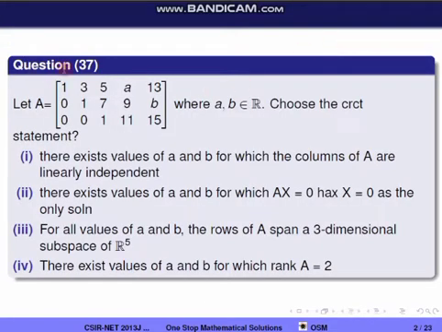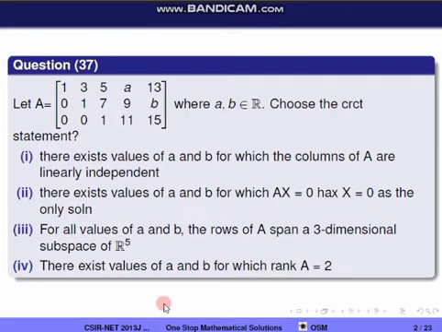First question, question 37. Let A be the matrix with first row 1, 3, 5, A, 13; second row 0, 1, 7, 9, B; third row 0, 0, 1, 11, 15, where A, B are elements of R. Choose the correct statement. So we have a matrix given here. We have to find which of the following statements is satisfied by this matrix.